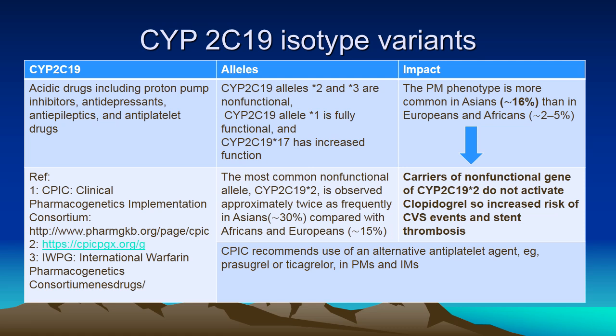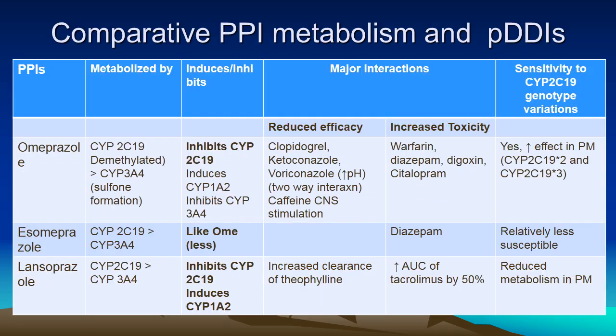So much so is it important that CPIC recommends use of an alternative antiplatelet agent in place of clopidogrel, for example, prasugrel or ticagrelor in poor metabolizers and intermediate metabolizers.